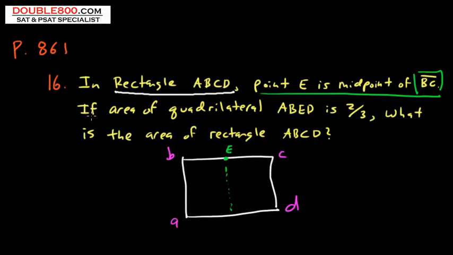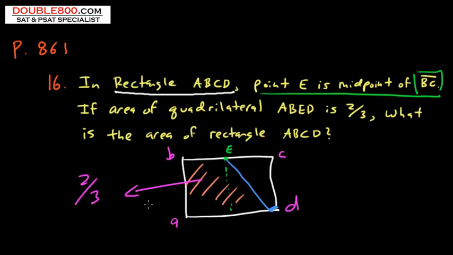And we are told the area of quadrilateral ABED, right? I'm just going to shade it again, just to illustrate it better. So we're told that whole area here, ABED, has a value of 2/3, and we want the area of ABCD, which is the entire rectangle before we had this midpoint.